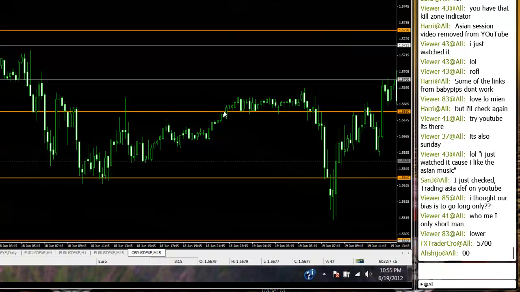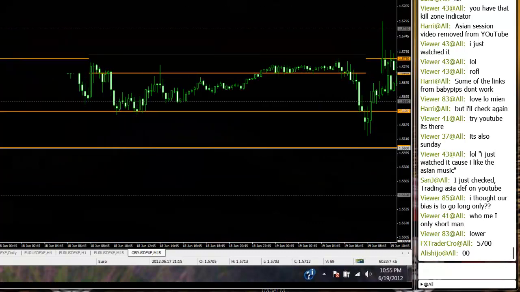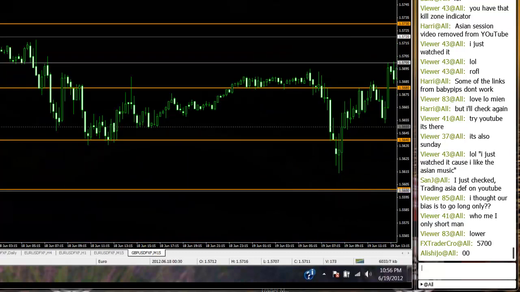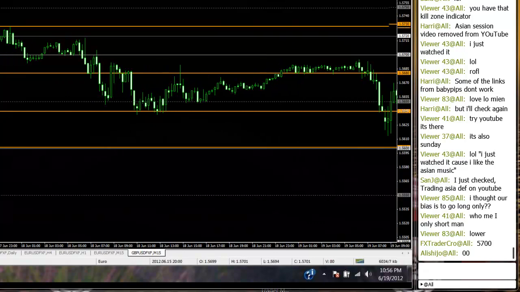There's 80. There's 56.80. That's the institutional level for 20 pips below the big fig of 57. Do you see this low here? And this low here? See them?